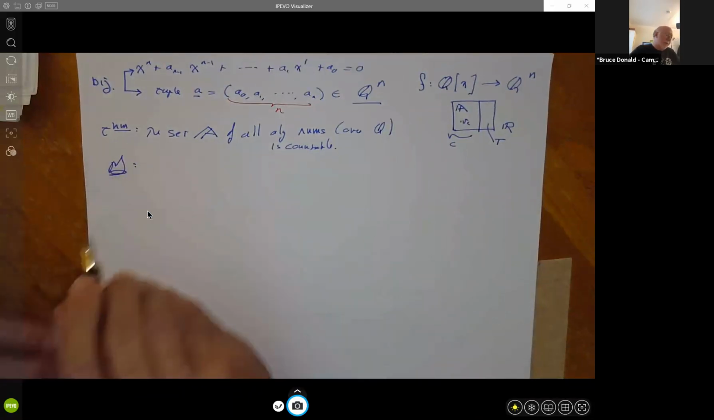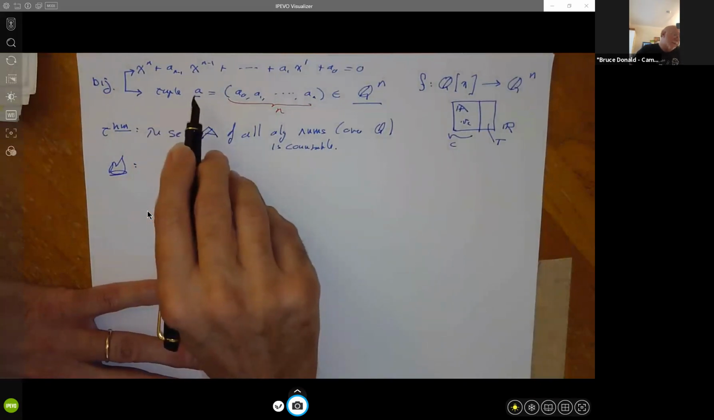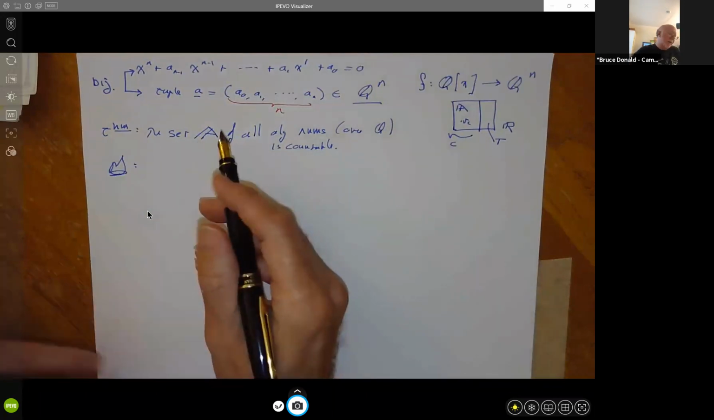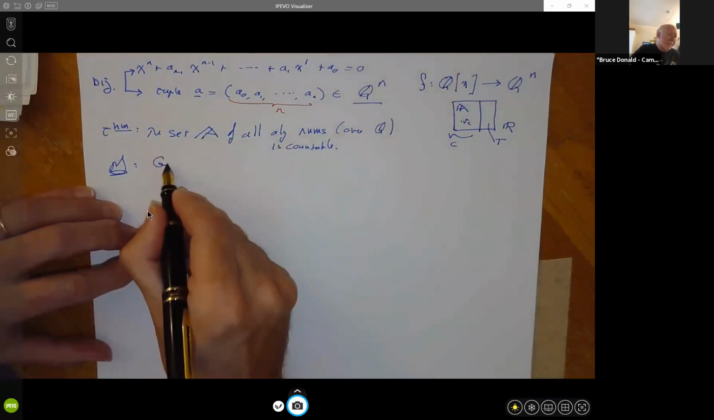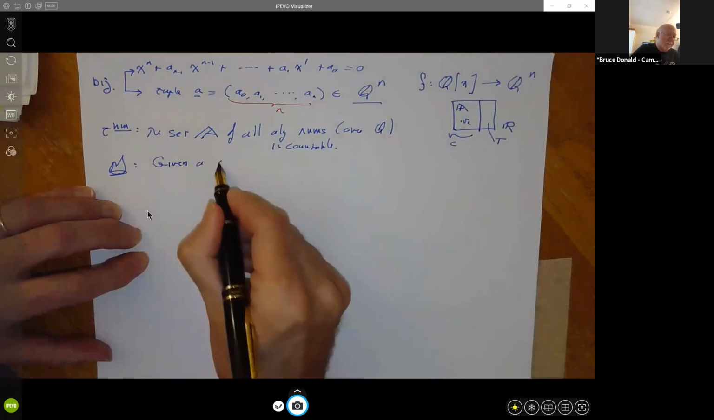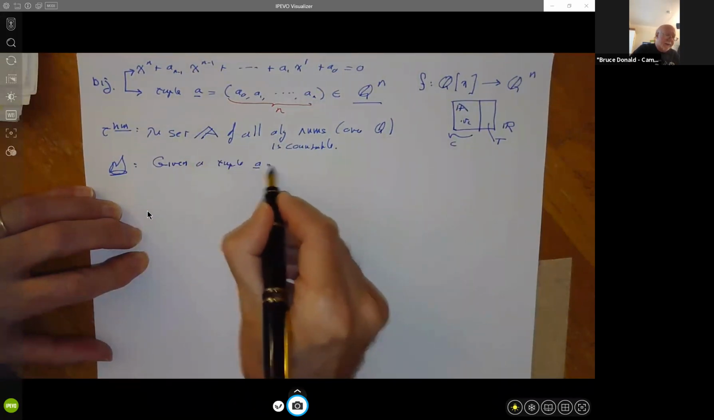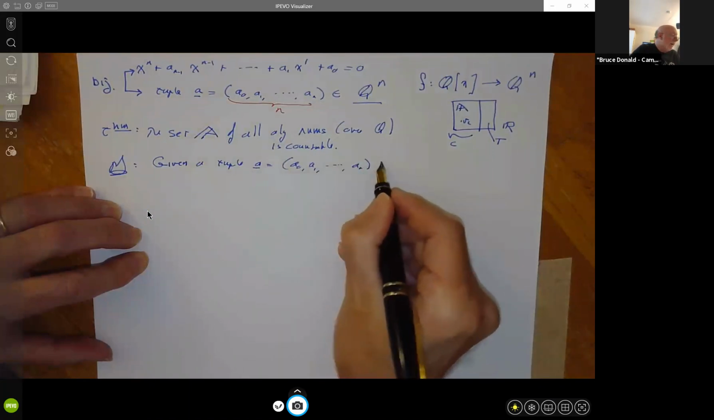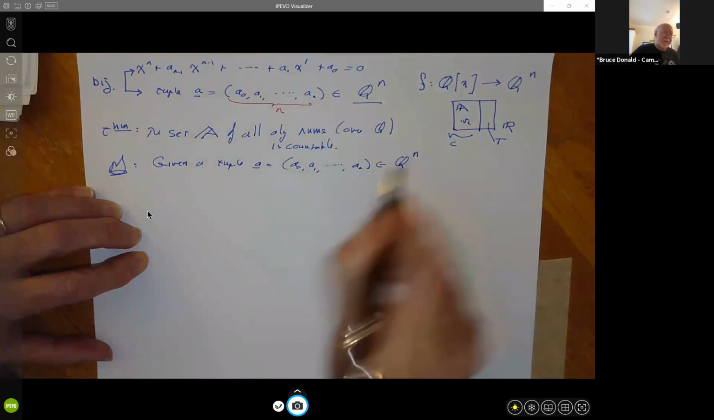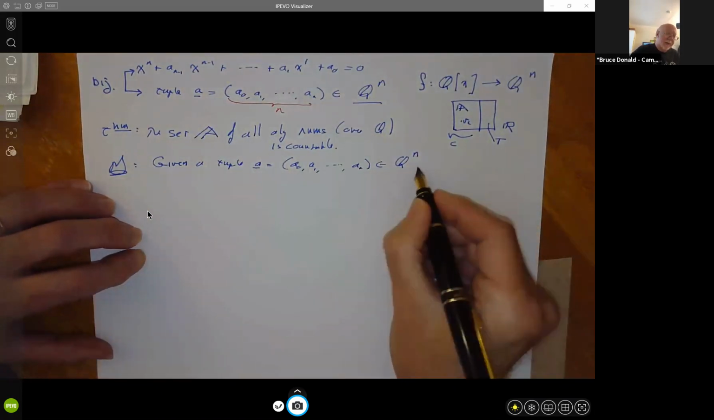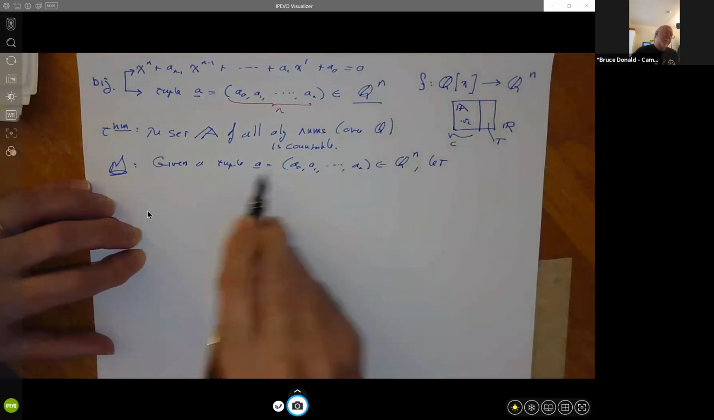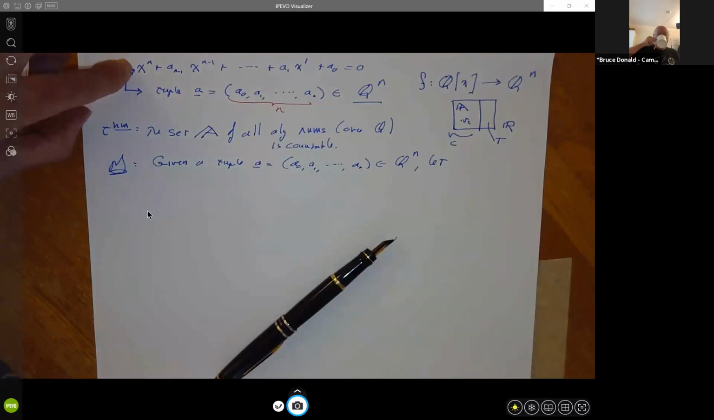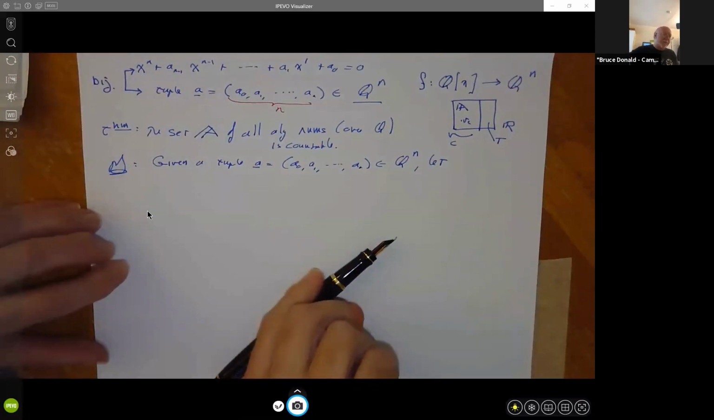So, proof. Given any tuple a, which is a vector in Q^n, I can write down a polynomial. Let me write that down. So given a tuple a, which of course is equal to a0, a1, up to an, and keep in mind that's a vector with rational coefficients in n dimensions, I want to take that tuple and define a polynomial like this. And then I want to find its roots.